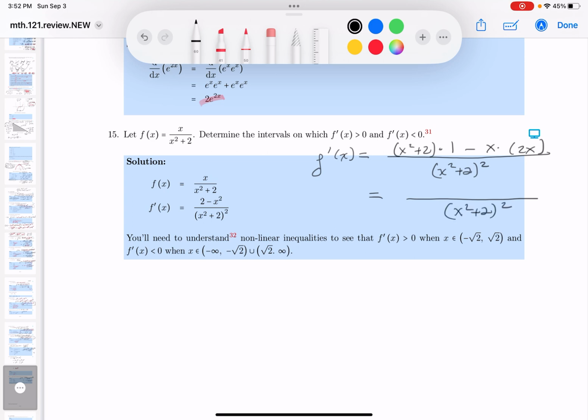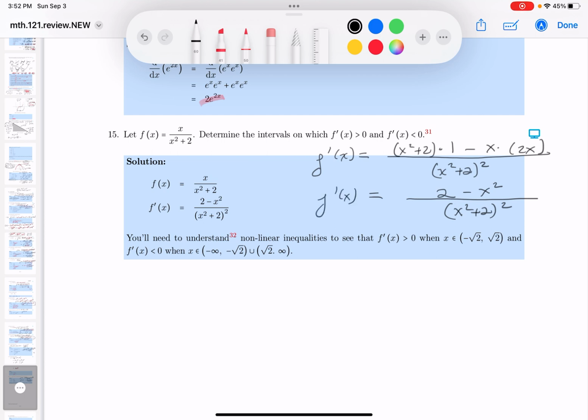Now, by the way, squaring the bottom is not going to really simplify. It's going to make it more complicated. But on top, I'm looking at it, and what do I see? I definitely see the number 2. And then I see x squared minus 2x squared, which is minus x squared. All right? And that's what f prime is.